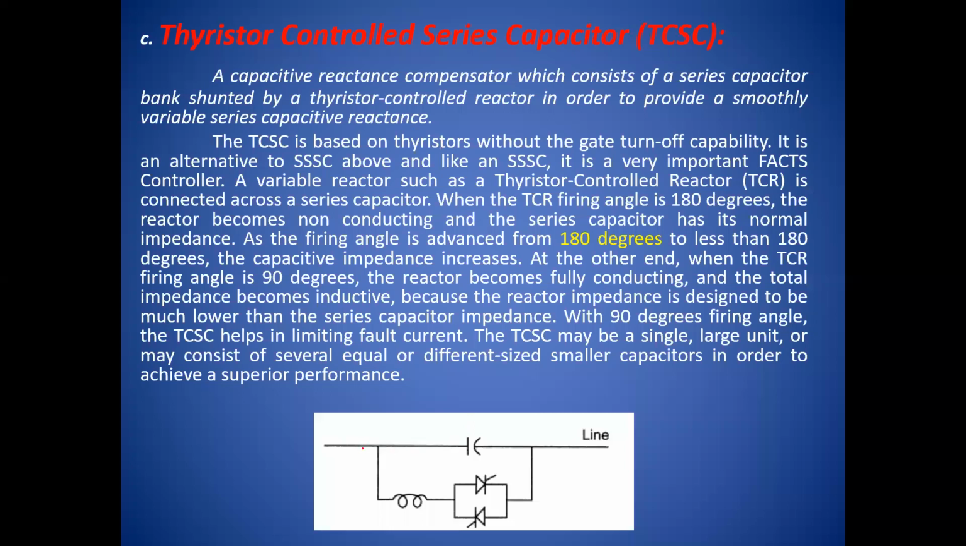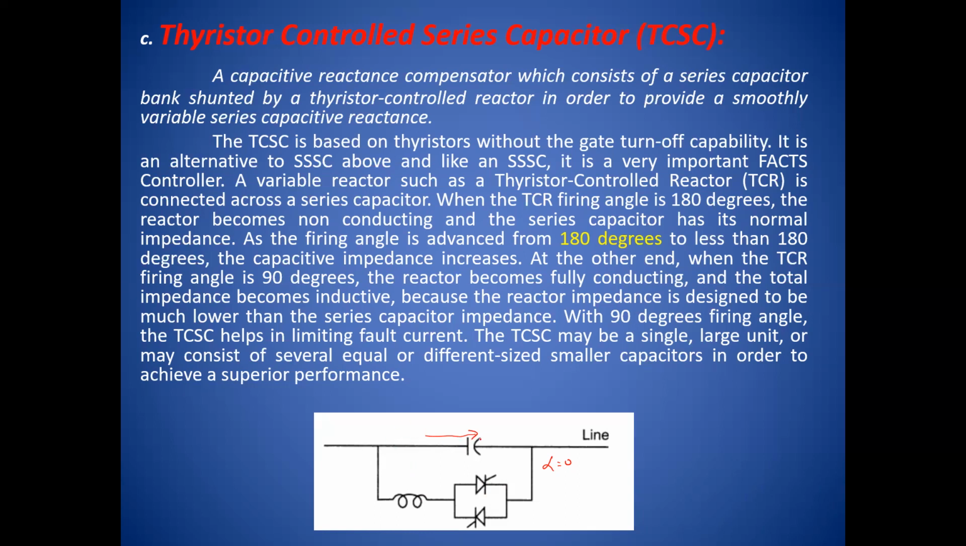So it is just similar to the static VAR compensator. Here it is possible to control the capacitive reactance in series with the transmission line. This is the line, and this is the inductor. It is connected in parallel with the capacitor. Here, if the conduction is changed, say for example alpha is equal to 0, that is, the conduction angle is equal to 0, the entire current is going to flow through the capacitor.